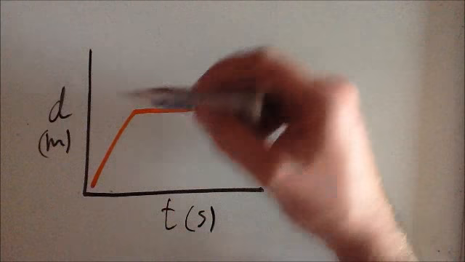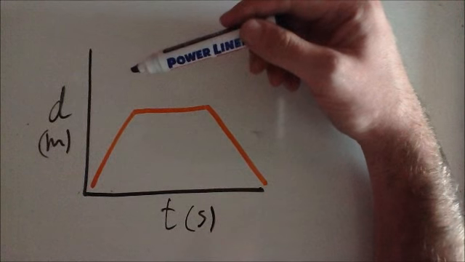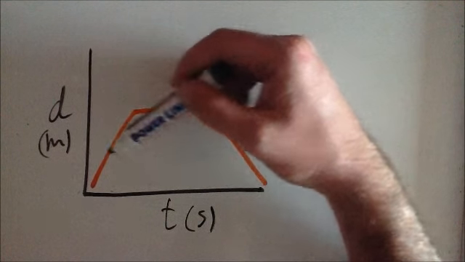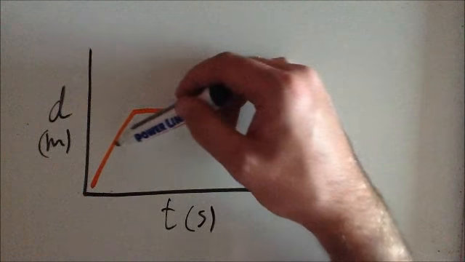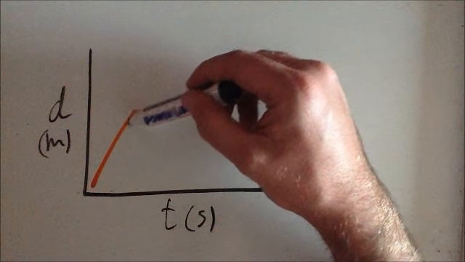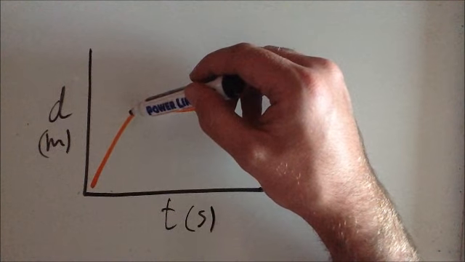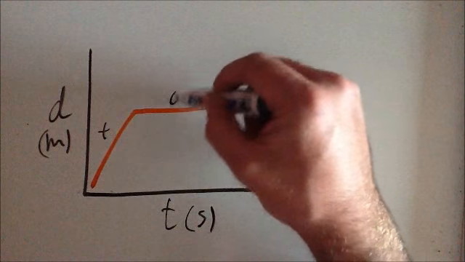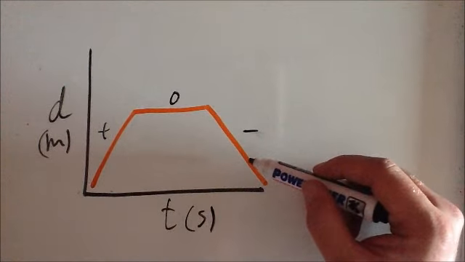Now, a lot of people find these very easy to mistake for velocity time graphs. This is a distance time graph. What is important in this graph is the gradient. So here we can see that the gradient is increasing. Here there is zero gradient, and here is a negative gradient.